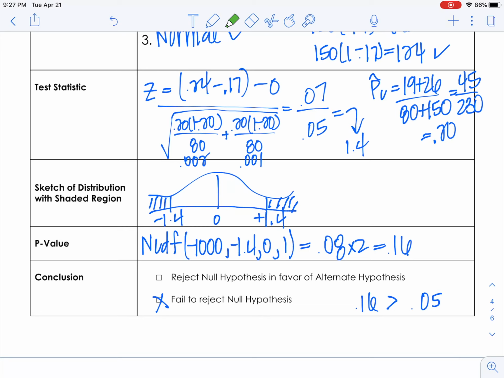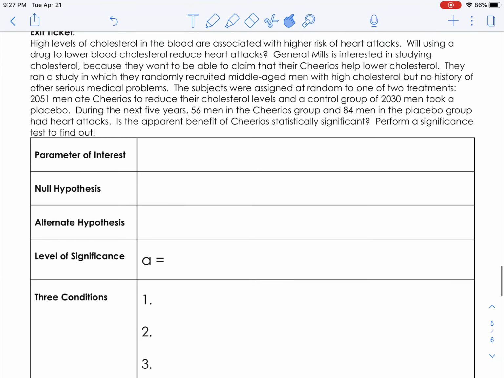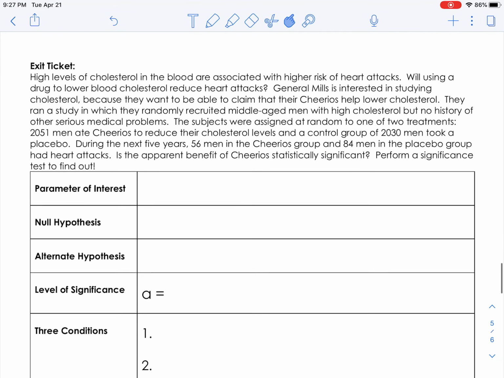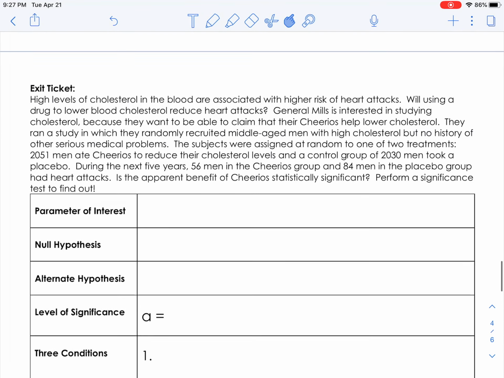Okay, let me know if you have questions or you need clarification. Here's your exit ticket. You're running another test of significance, and I will give you feedback on that tomorrow.